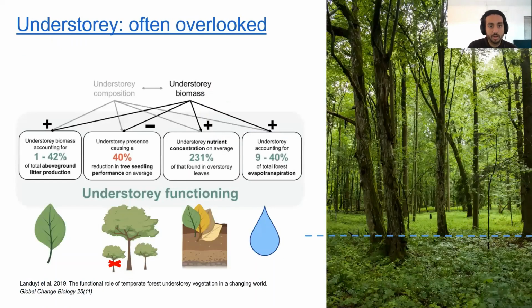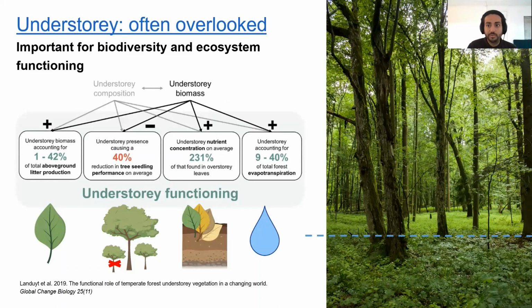And the understory is an often overlooked component of the forest ecosystem. But it is important for biodiversity and for ecosystem functioning because it can contribute to the total aboveground litter production. It is also the layer where tree regeneration is passing through, so it can actually hamper tree regeneration via competition. But it can also contribute to nutrient cycling because the leaf litter of these herbaceous plants is often of higher quality, and because the leaf area can be quite extensive. It's also important for the forest evapotranspiration.